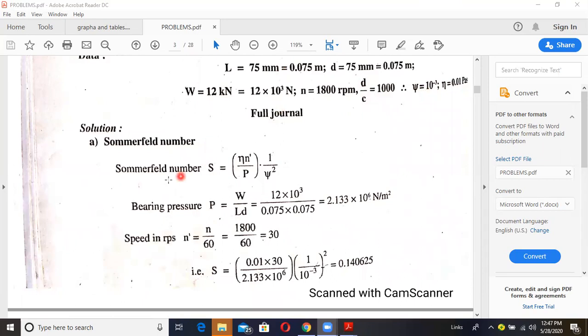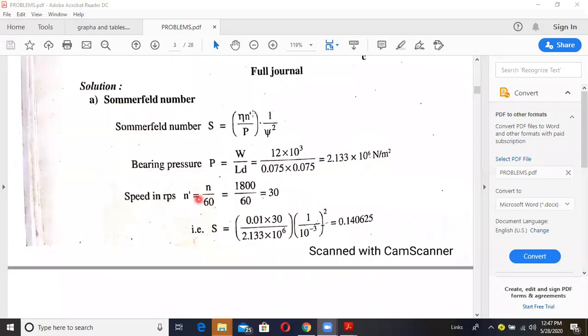The formula to calculate the Sommerfeld number is S is equal to eta N dash by P into 1 divided by Xi square. Substitute eta, N dash, P and Xi. P is unknown, so calculate P. P is equal to W divided by LD. W we know, L we know, D we know. Calculate P in Newton per meter square. Then calculate N dash in RPS, N divided by 60. Substitute P, N dash, eta and Xi. Then we will get S, that is the Sommerfeld number. We got 0.10625. That is the first unknown.